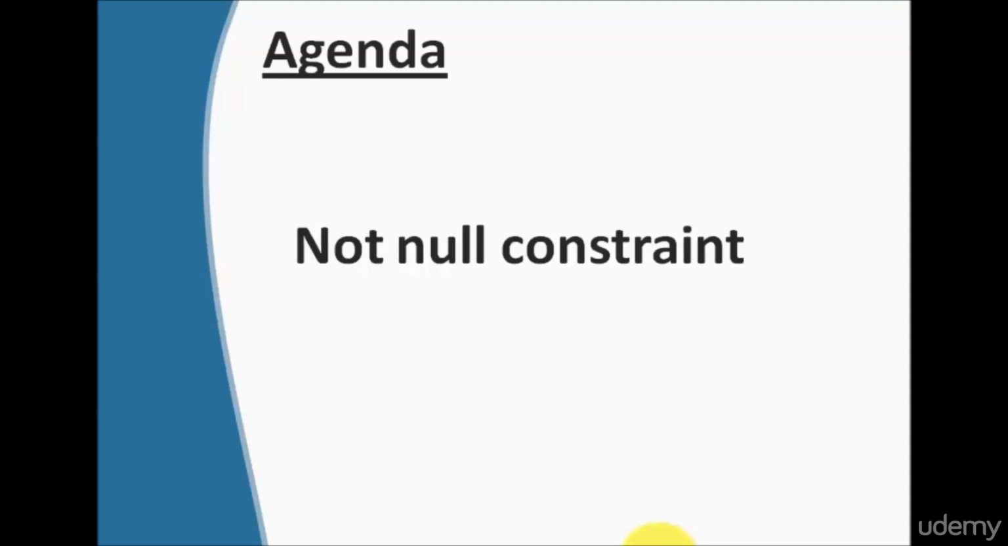In this session, we are going to understand the not null constraint. Before that, first we need to understand what we mean by null. Null is the value which is unavailable, unassigned. Null is not equal to 0 because 0 is a number. Null is not equal to a space because a space is a character. So a null value is a value which is not available or not assigned.